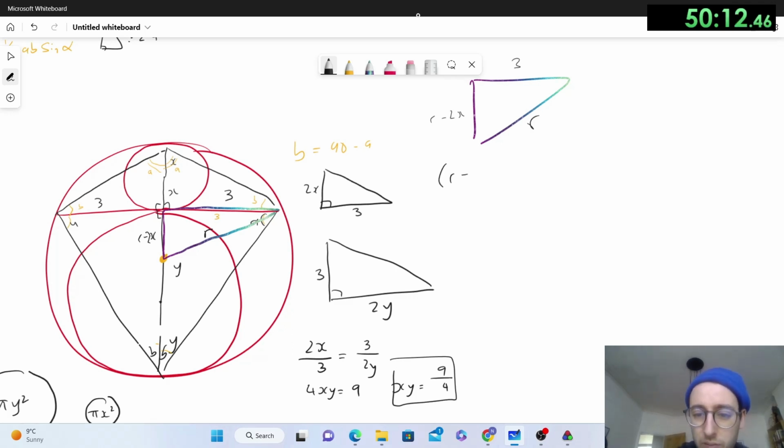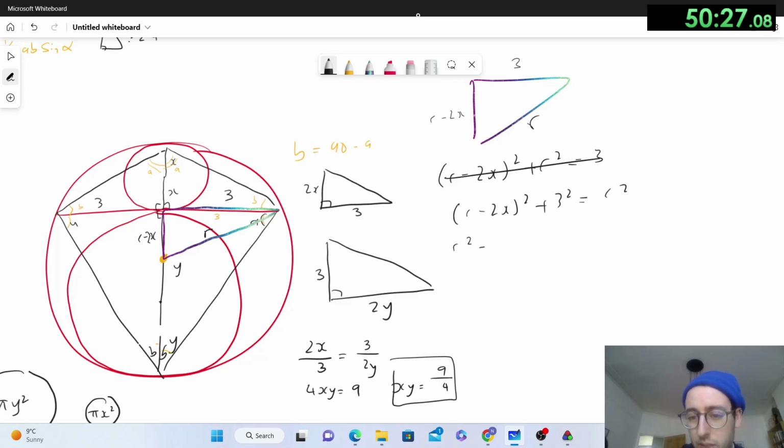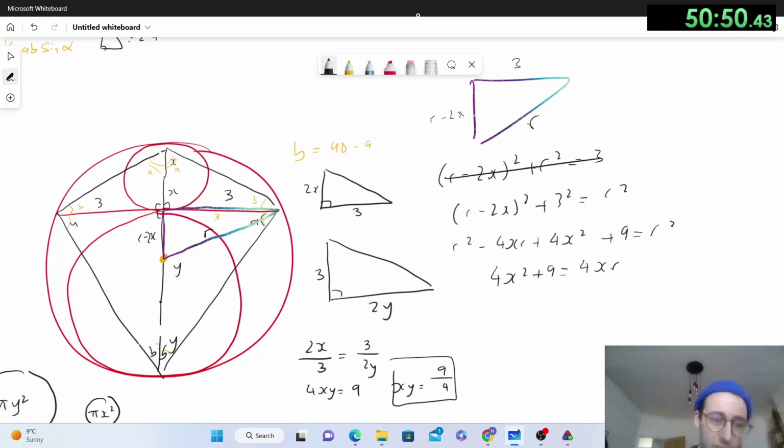Okay, so we've got (r minus 2x) squared plus r squared equals 3. Nope. We've got r minus 2x. I'm actually running out of time. 2r squared. So we've got r squared minus 4xr plus 4x squared plus 9 equals r squared. So if I get rid of my r squareds, I'm left with 4x squared plus 9 equals 4xr.